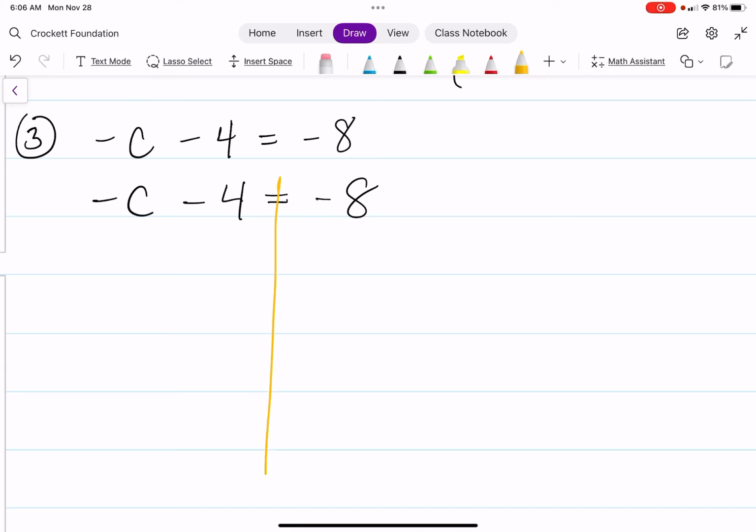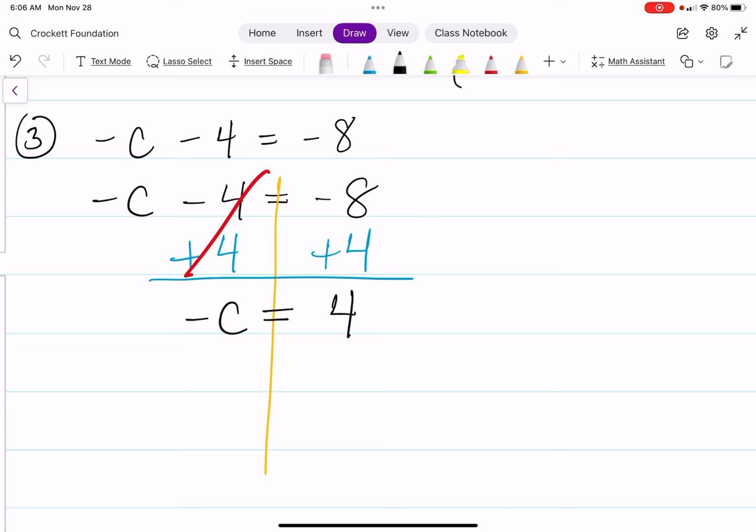I want to draw my line down the middle. There is a -4 with the -c. So to get rid of that -4, I want to add +4 to both sides. That's going to leave me with -c is equal to, now, I have to combine these. They're different signs. So we subtract. 8 minus 4 is 4. And since the 8 is larger, the 4, our final answer has to be, well, that 4 has to be negative. It's not our final answer.